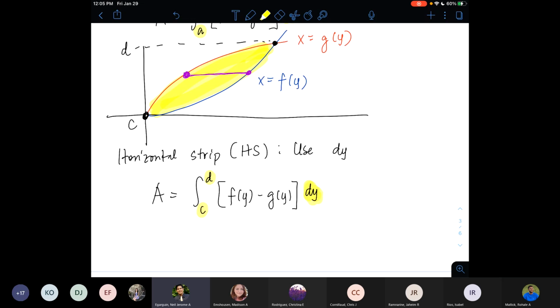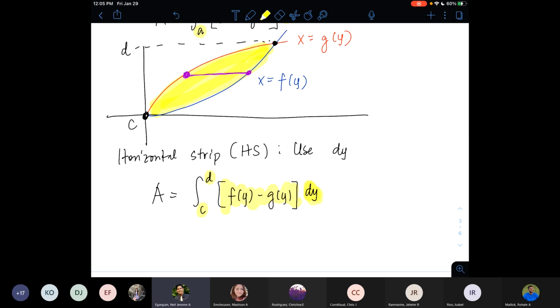But remember, you are supposed to integrate with respect to y. So the integrand should have the variable y in it. If the function is given as y equals f of x, you need to compute for x in terms of y, so that the variable in the two functions involved would all be given in terms of y.